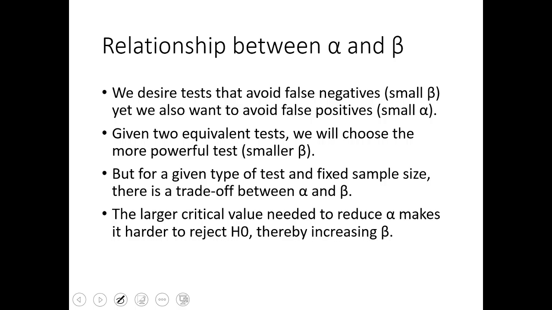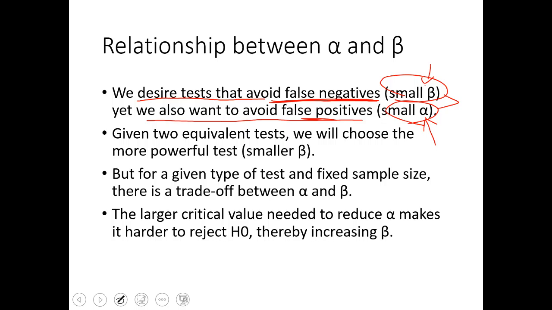So if we desire to test and avoid a false negative, we want a small beta. But we also want to avoid the false positive, so a small alpha. Both alpha and beta are bad news. The smaller the probability of beta and the smaller the probability of alpha, the better.